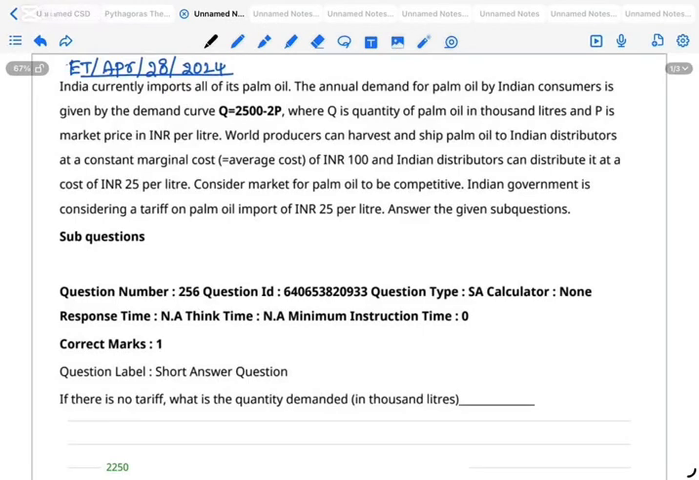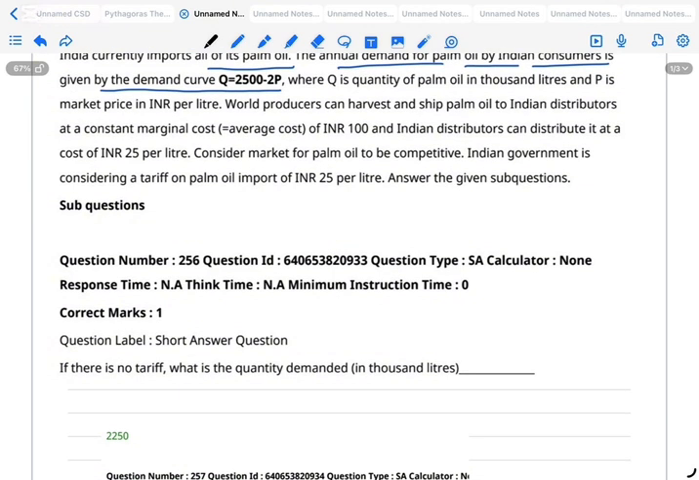Friends, this question is from the NTA UGC NET April 28, 2024 paper. In this question, India currently imports all of its palm oil. The annual demand for palm oil by Indian consumers is given by the demand curve Q equals 2500 minus 2p.